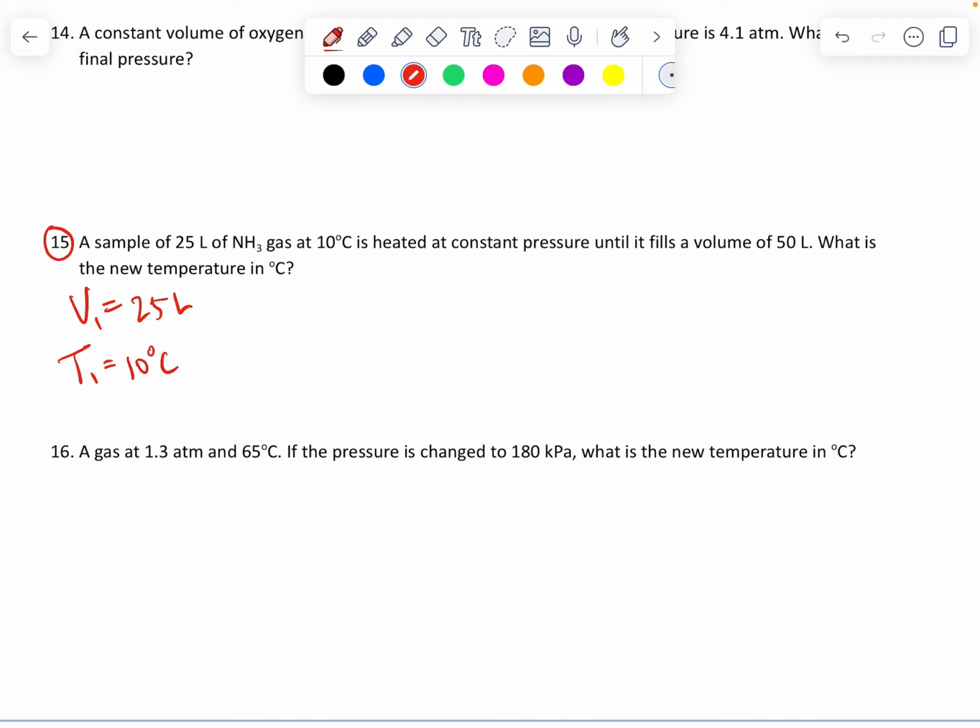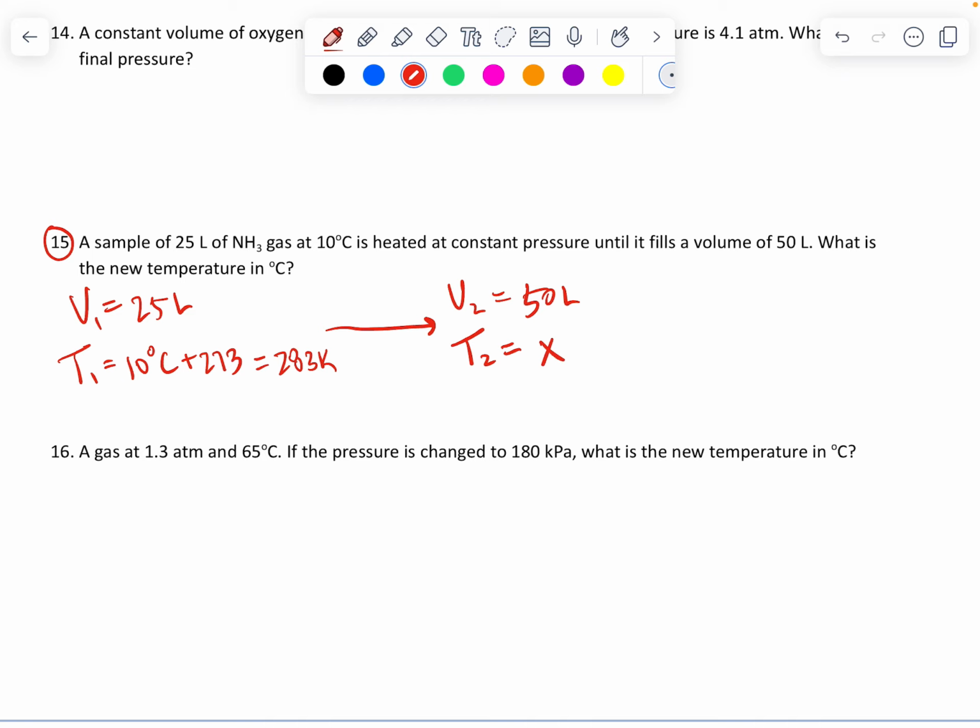Okay, again, that is in degrees Celsius. I'm going to make sure to convert that. Add 273. 283 Kelvin is my initial temperature. Okay, and the conditions change, right? Until it fills a volume of 50 liters. So volume is going to double, it seems. 50 liters. What is my final temperature? That's the x, right?